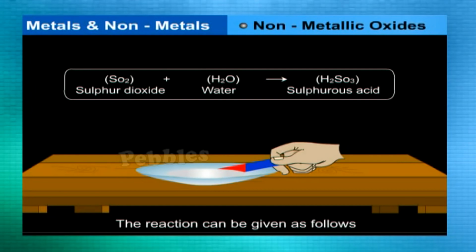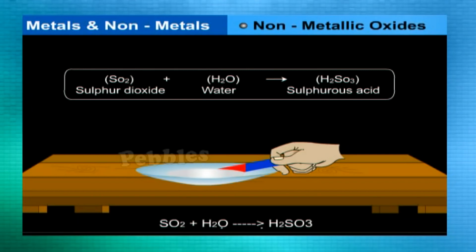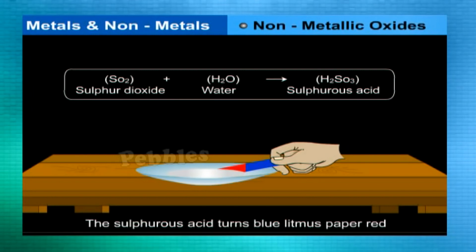The reaction can be given as follows. Sulfur dioxide, SO2, plus water, H2O, gives sulfurous acid, H2SO3. The sulfurous acid turns blue litmus paper red. Generally, oxides of nonmetals are acidic in nature.